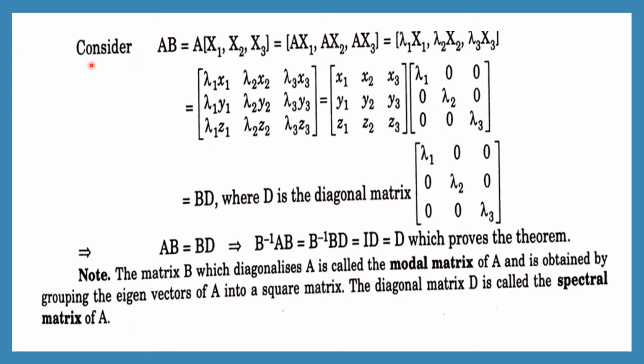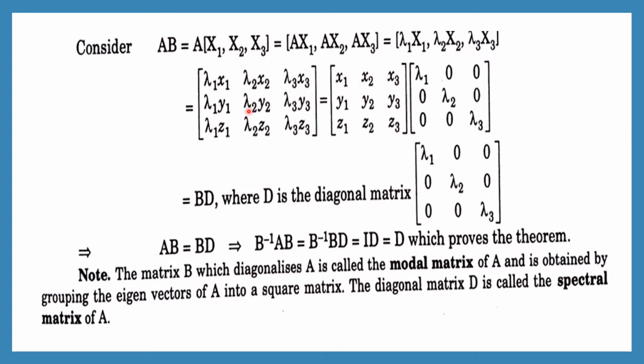Now what we have to do is consider AB. A into B can be written as A times x1, x2, x3. So it can be written as Ax1, Ax2, Ax3, which is the same as lambda 1 x1, lambda 2 x2, lambda 3 x3, because Ax1 can be written as lambda 1 x1, Ax2 as lambda 2 x2, and Ax3 as lambda 3 x3. As an expansion, it will be equal to lambda 1 x1, lambda 2 x2, lambda 3 x3.